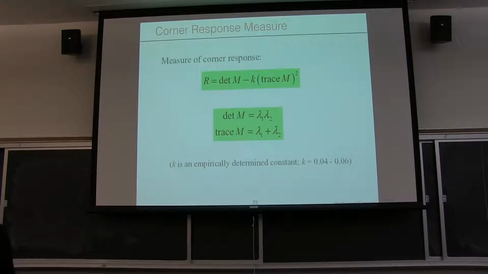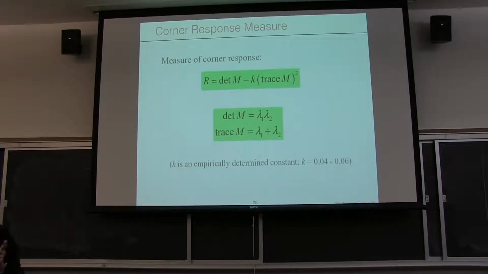What's going to happen? If both lambdas are small, this number is even smaller, right? And this guy over here is also small, right? And so I have a small number minus a small number. So I'm going to have a small number. I'm not sure about the sign, but it's going to be small. Okay? So no corner, like homogeneous. It will have some R number that's small, but I don't know the sign. Corner will have a large R, and it's going to be positive.